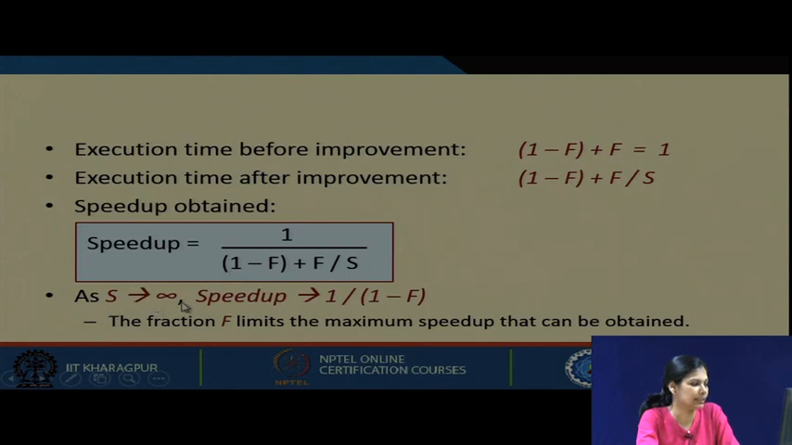So as s tends to infinity, if you make this part 0, what will happen? The speed up will be 1 divided by 1 minus f. That is what we have seen in the previous slide. So the fraction f actually limits the maximum speed up that can be obtained. We cannot make it any further because only fraction f can be improved. If fraction f can be improved, we can make the maximum achievable up till that fraction f.